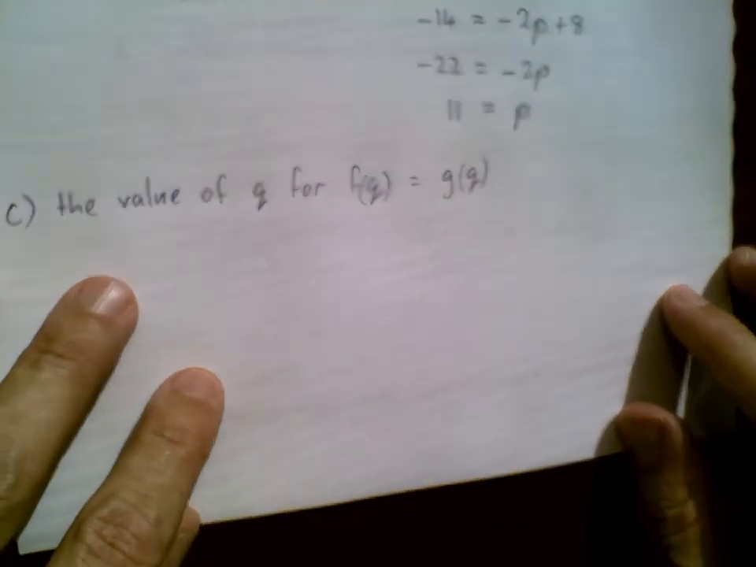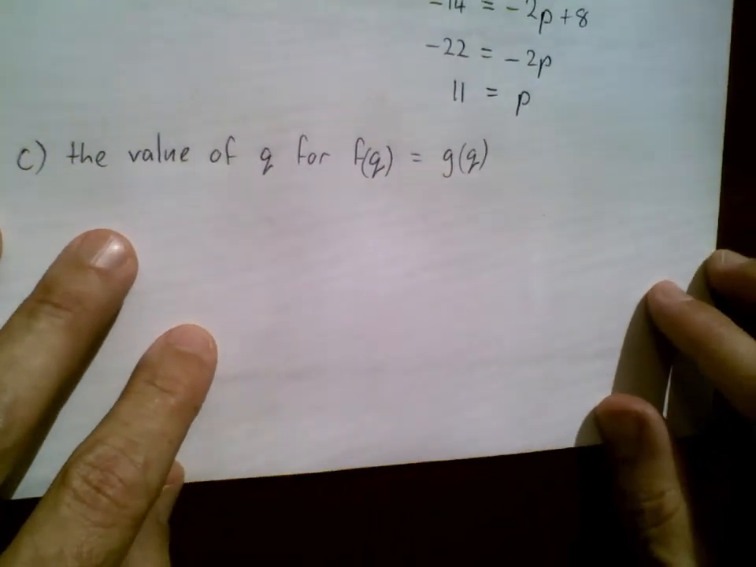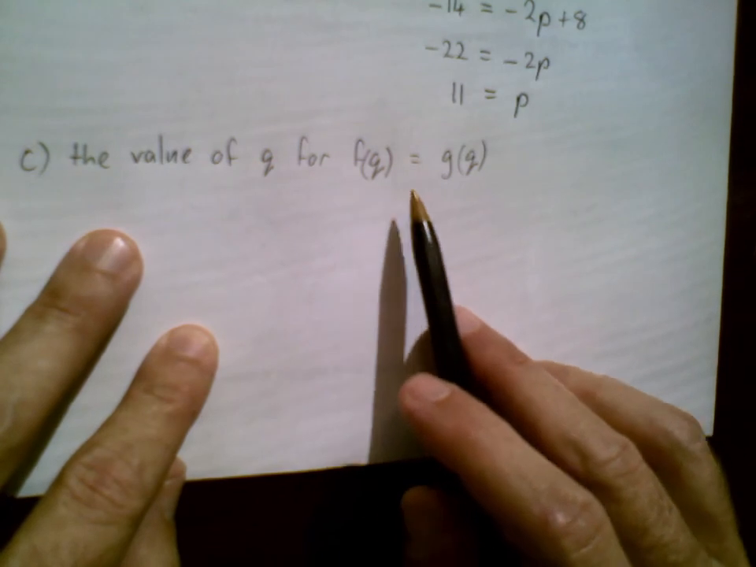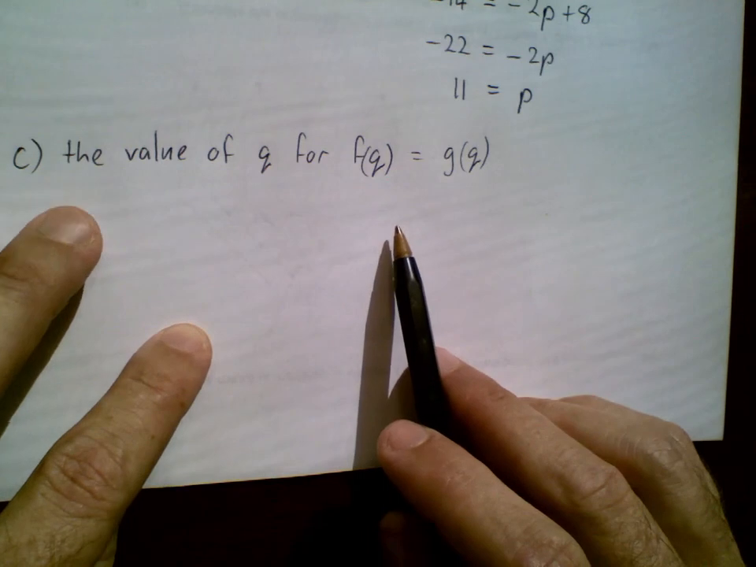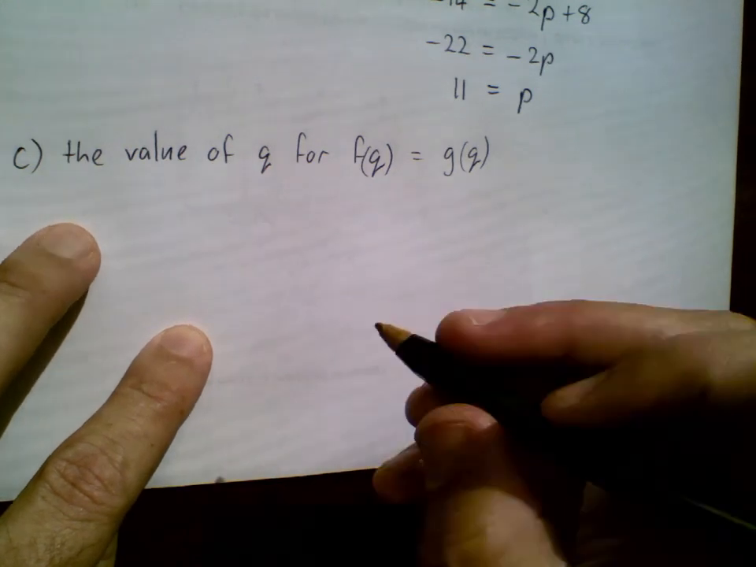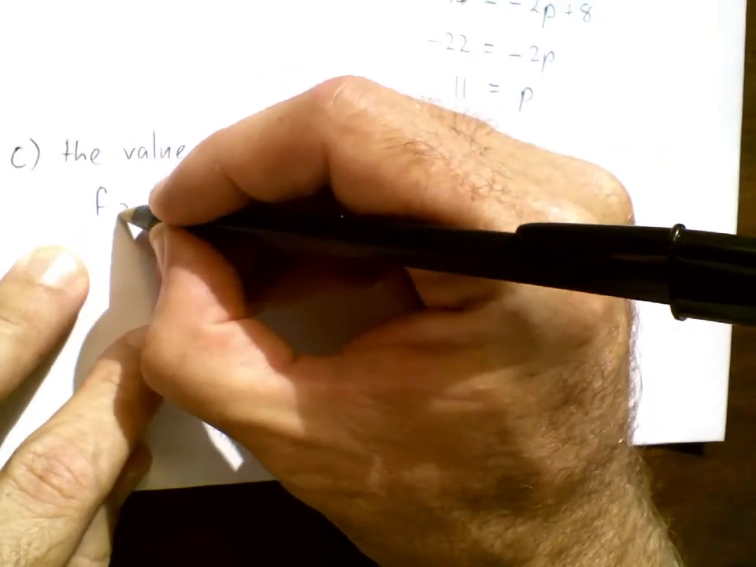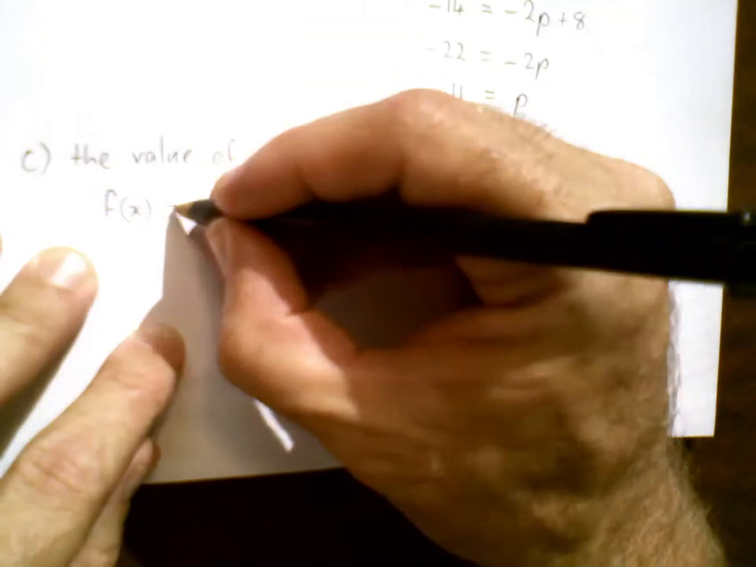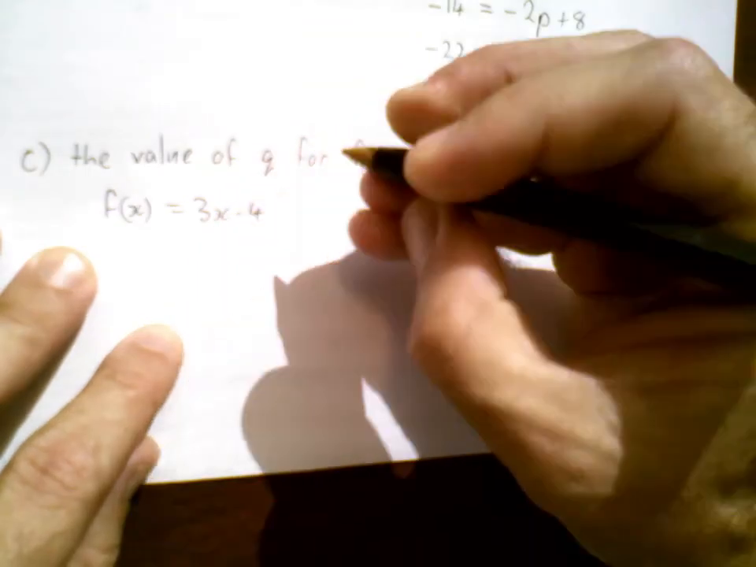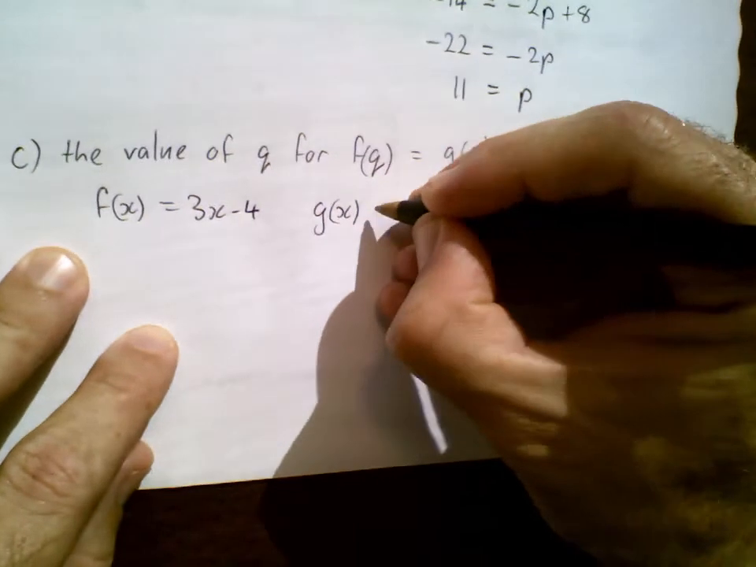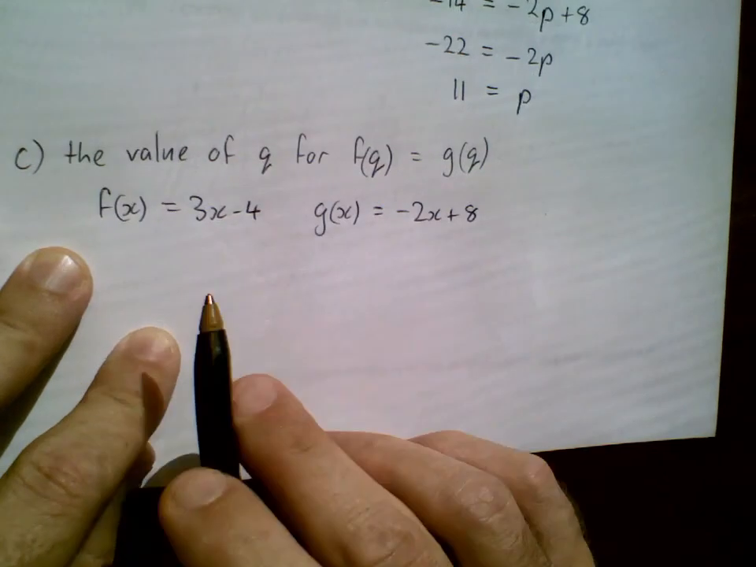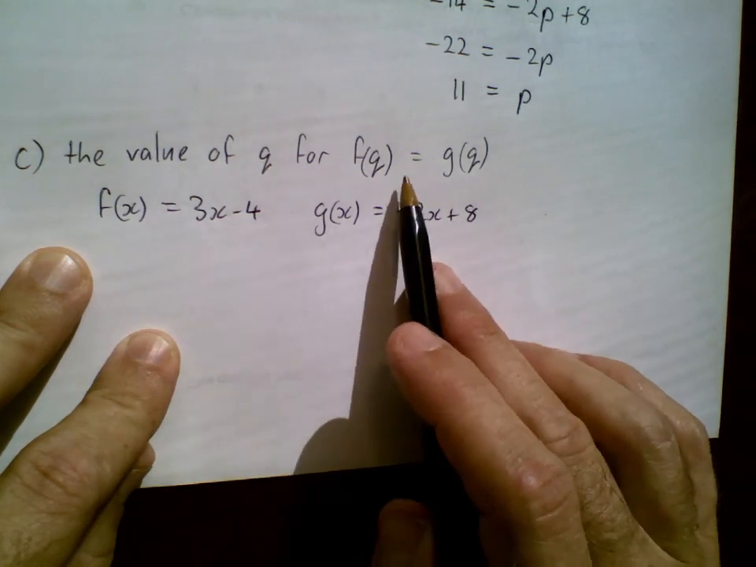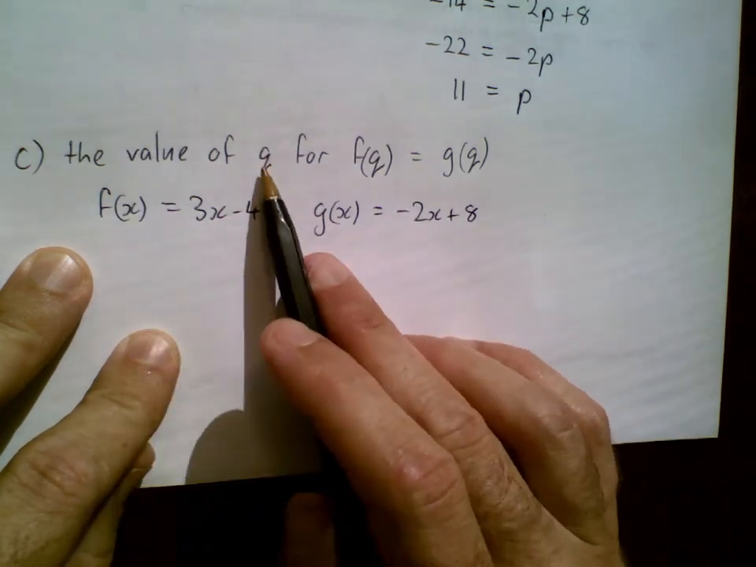Okay, so let's try this one here. Find the value of q for which f of q is equal to g of q. In this case we want to find out where these two functions are equal. I'll just write those functions out again. We had f of x is equal to 3x take 4, and g of x is equal to negative 2x plus 8. We want to find out at what value of x, or in this case the pronumeral q, these two functions are equal to each other.